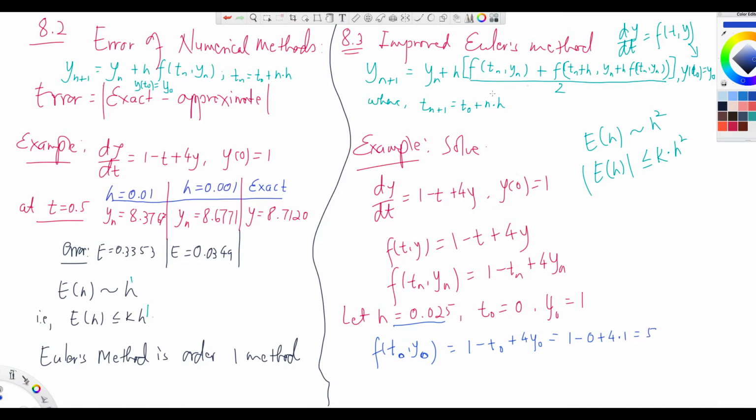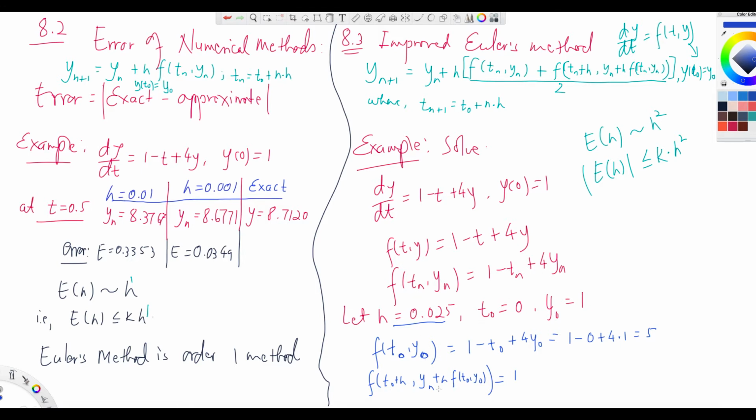Also, to find y1, you will need this value, right? So what is that? f of t0 plus h, comma, y_n plus h times f of t0, y0. This is also needed to find y1. So what do you get here? Let me plug that in, because f of t and y is that, right?